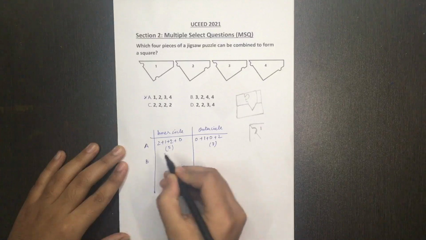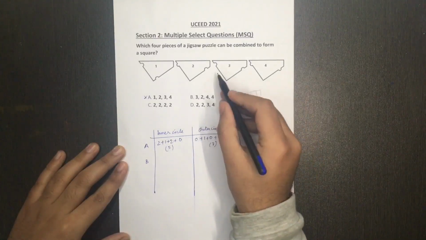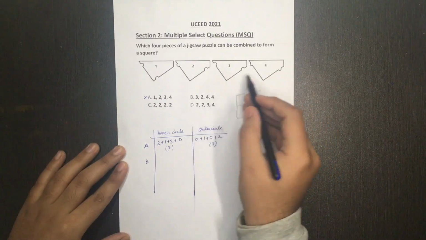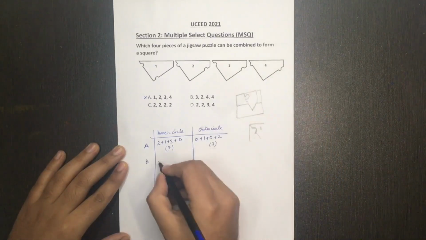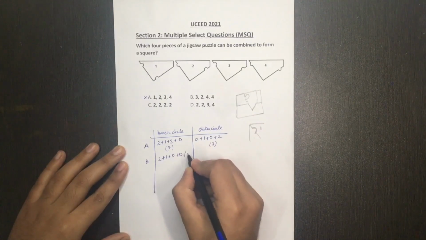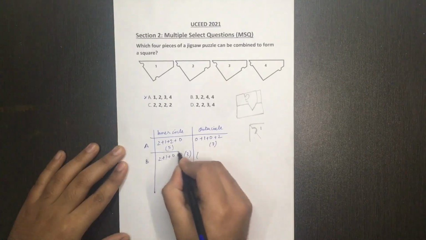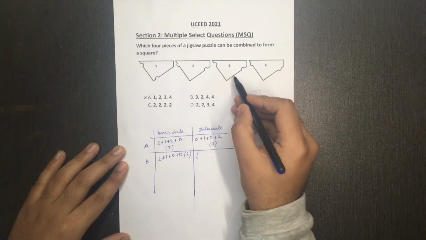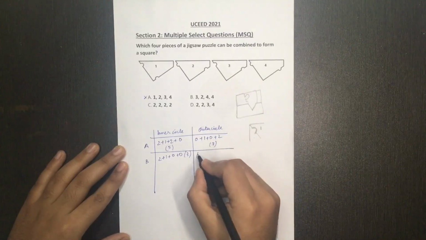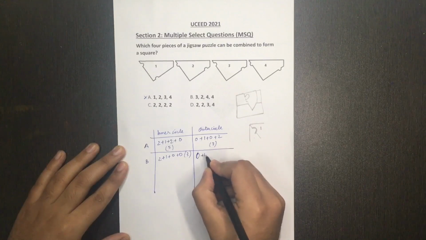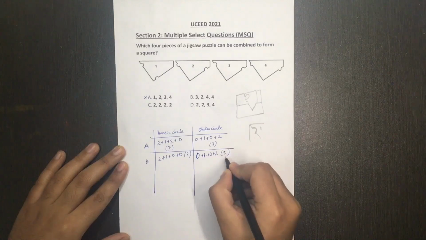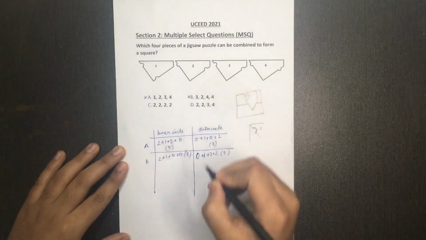For option B, we'll consider similarly. 2 inner circles over here, 1 inner circle over here, and 0 on the fourth one. So 2 plus 1 plus 0 plus 0, so this is 3. And for the outer circles, 0, 1, 2 and 2. So this is 5. Again, this is not equal, so we can eliminate option B.